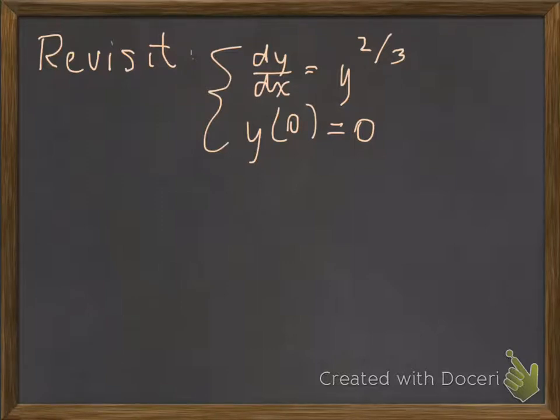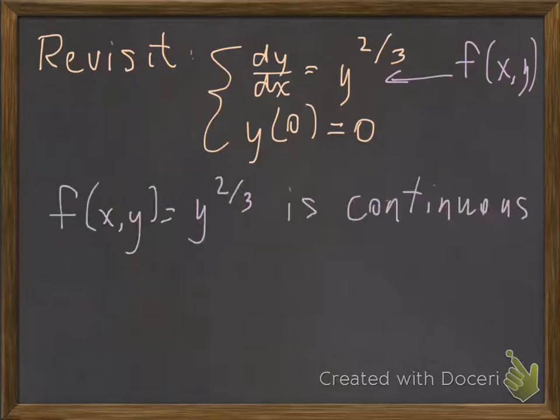So in the parlance of Theorem 1.2.1, my function f(x,y) is the function y to the 2/3. So the existence and uniqueness theorem tells us to look at whether that function is continuous, and it is. It's continuous everywhere. Perfectly nice function.